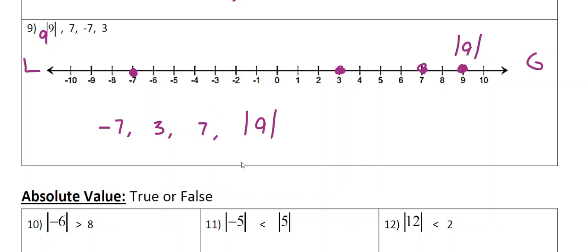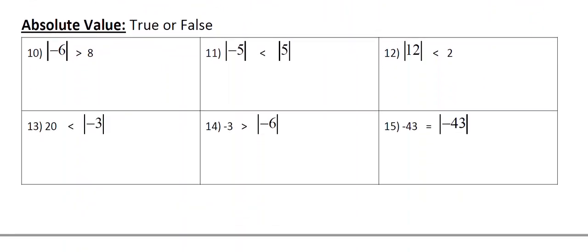All right, last little bit of this video is we are going to talk about absolute value. With absolute value, we're just doing true or false statements. So the absolute value of -6 is +6. Is 6 greater than 8? No. So this one's false.